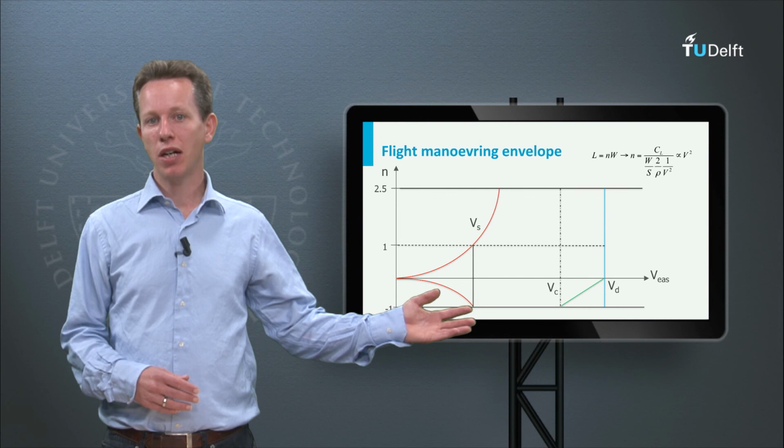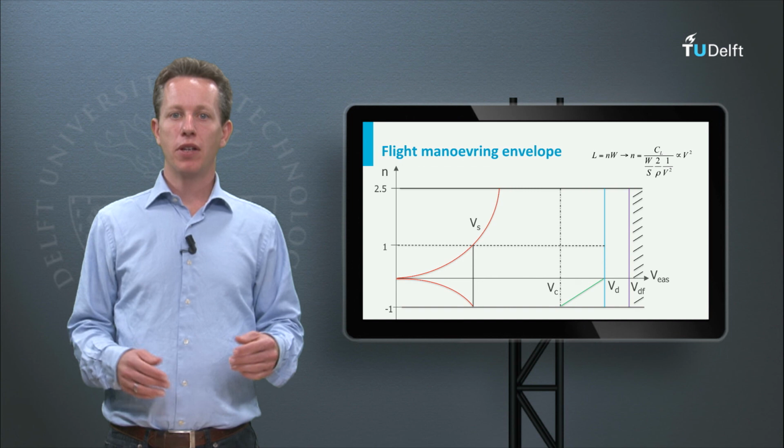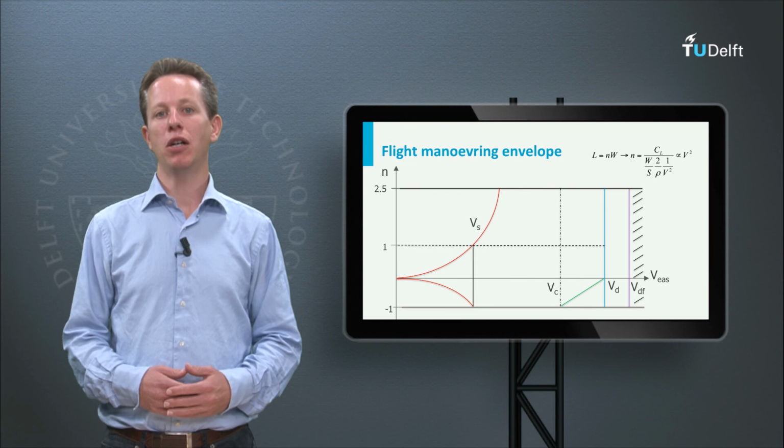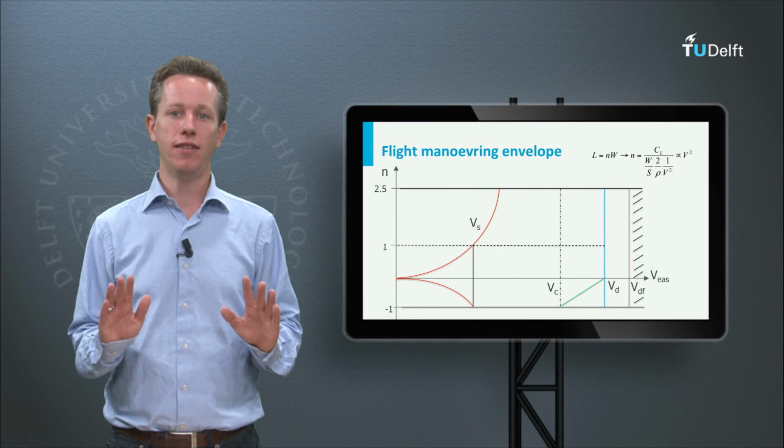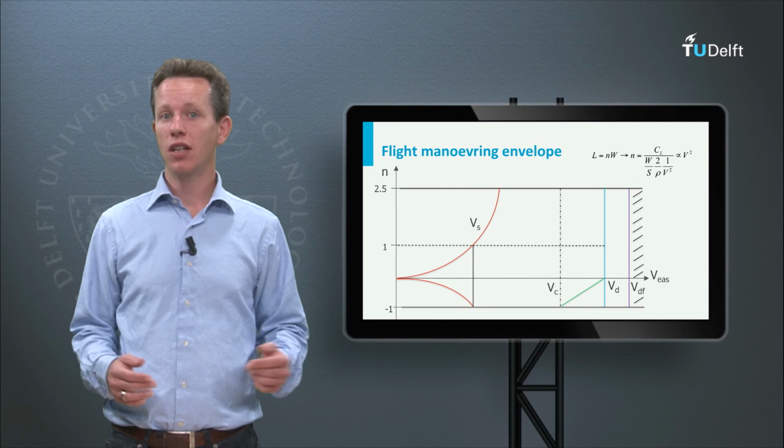Now I have covered the maneuver envelope and the additional flutter limit. Maneuvers are performed intentionally by the pilot. However, there are also loads that the aircraft may encounter unintentionally as a result of the weather situation. Now these are called gust loads, and I will treat them in the next video.